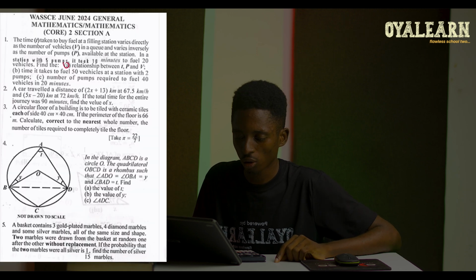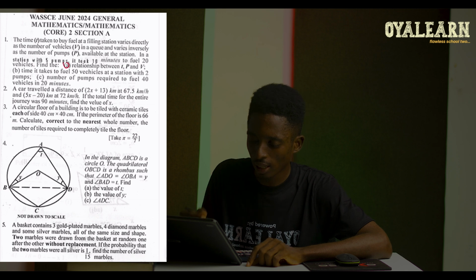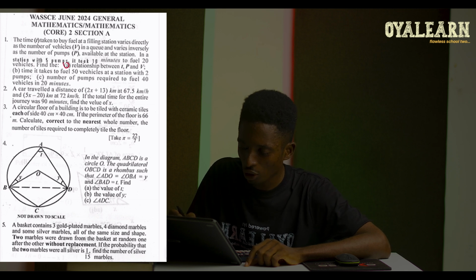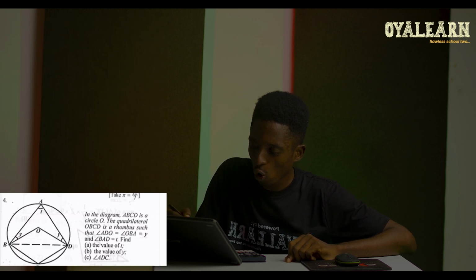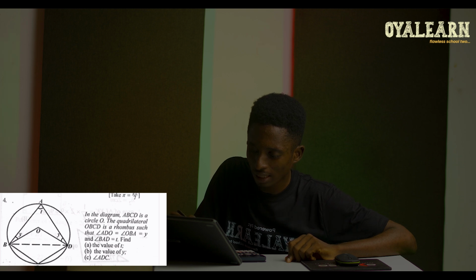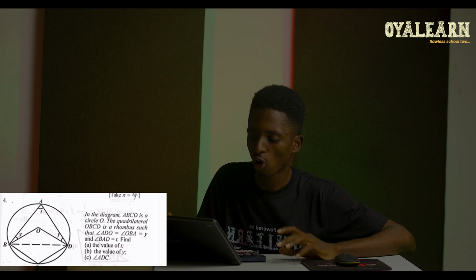Now to solve question 4, we're given this circle here, and in the question we are told that in the diagram ABCD is a circle with O at the center. Now the quadrilateral OBCD is given to us as a rhombus.